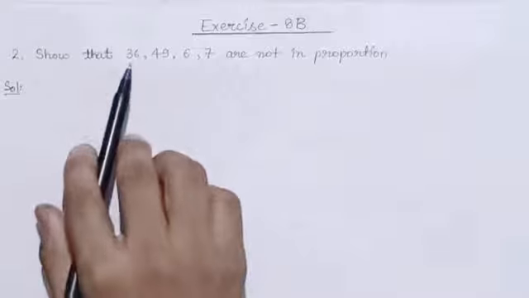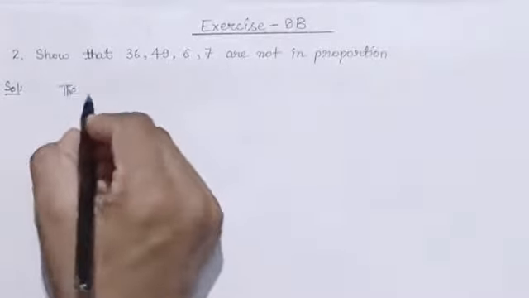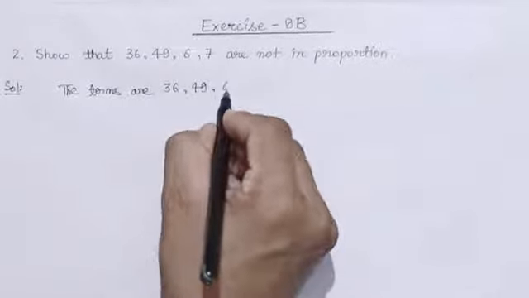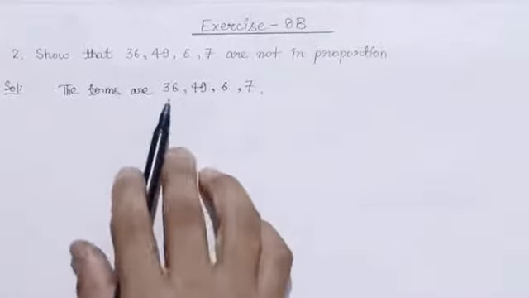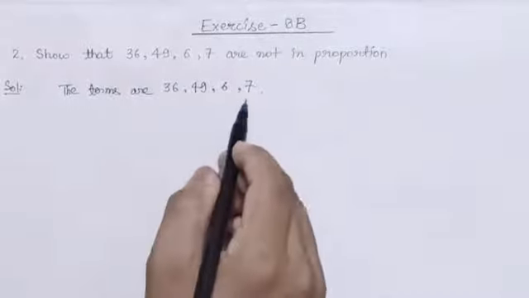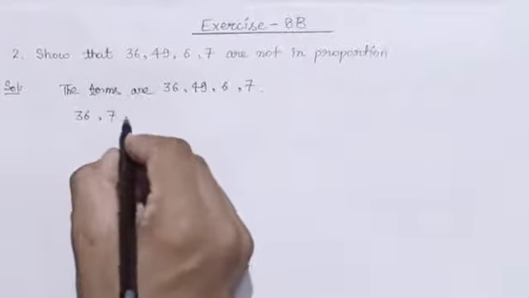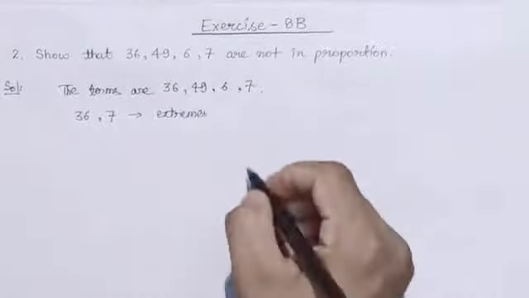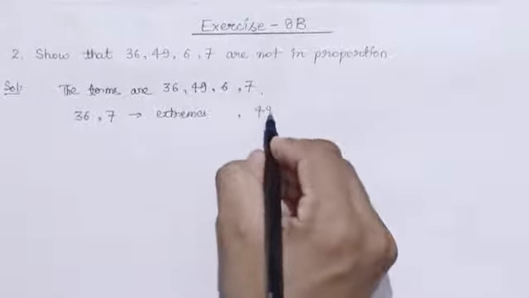Here the given terms are 36, 49, 6 and 7. Out of these four terms, the extremes are 36 and 7, while the other two terms, that is 49 and 6, are means.